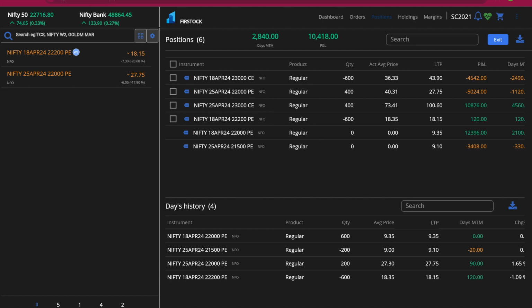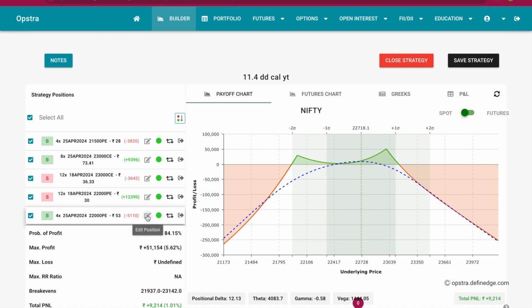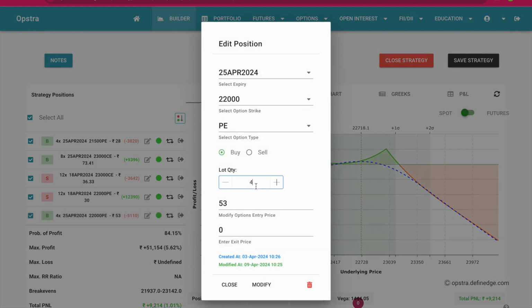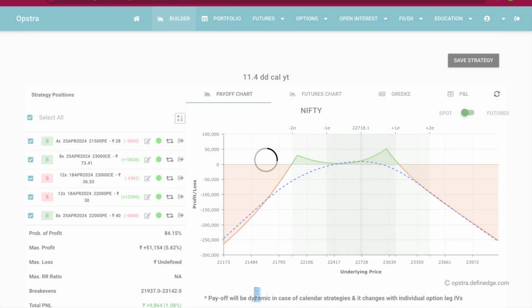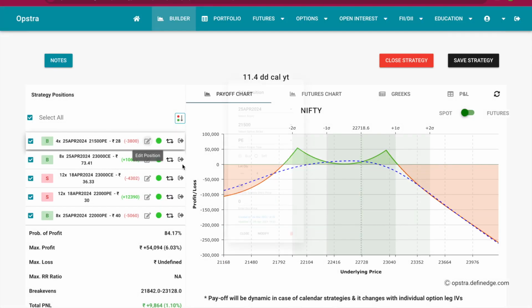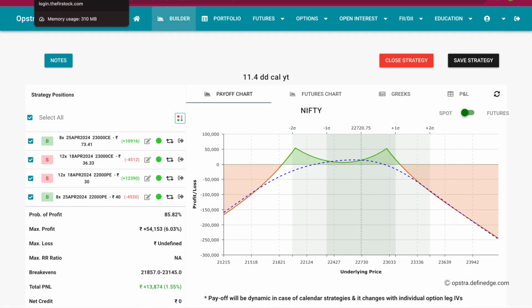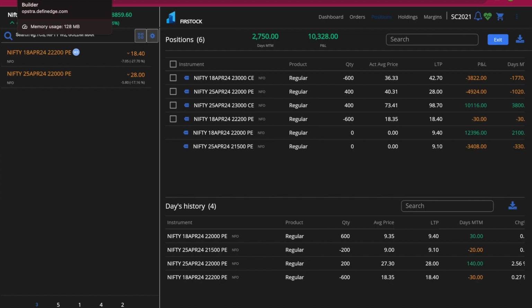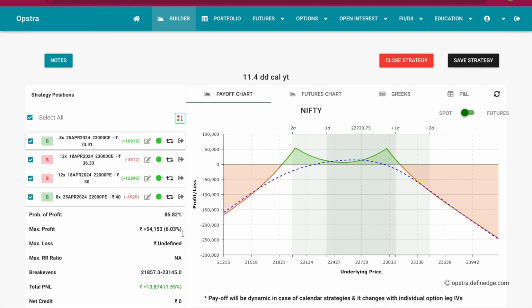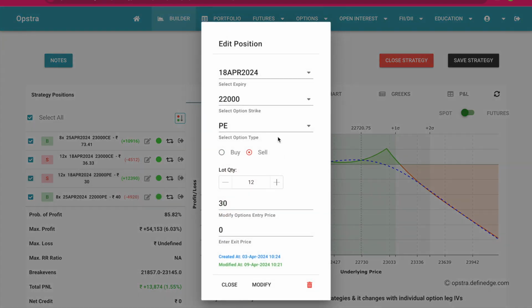So 22,000 PE is of 440. So 400, that means 8 lots, and 40 is the price. And 21,500 PE we can exit, and 22,000 PE can go to 22,200 PE, and that is at 18.3. 200 PE at 18.3. We modify it.